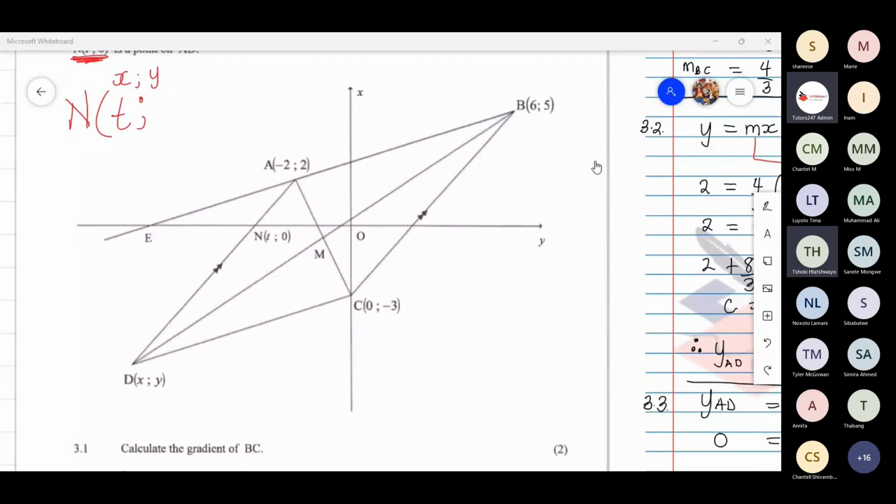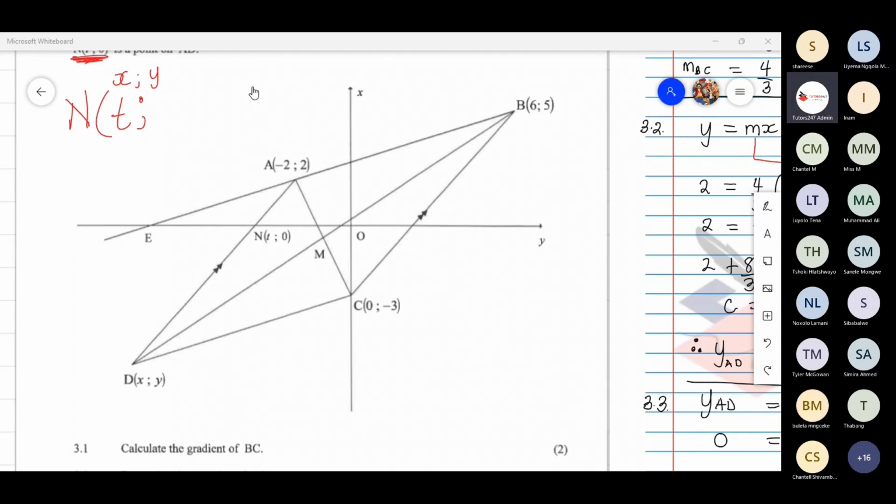Then I see there's a hand up. Liema, do you have a question? Yes, and the other student that said so. Sir, please repeat the question when you calculated the coordinates of D simultaneously.